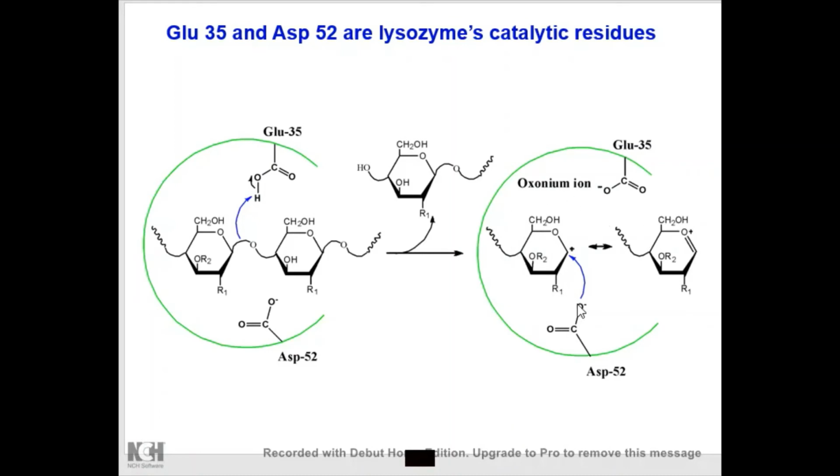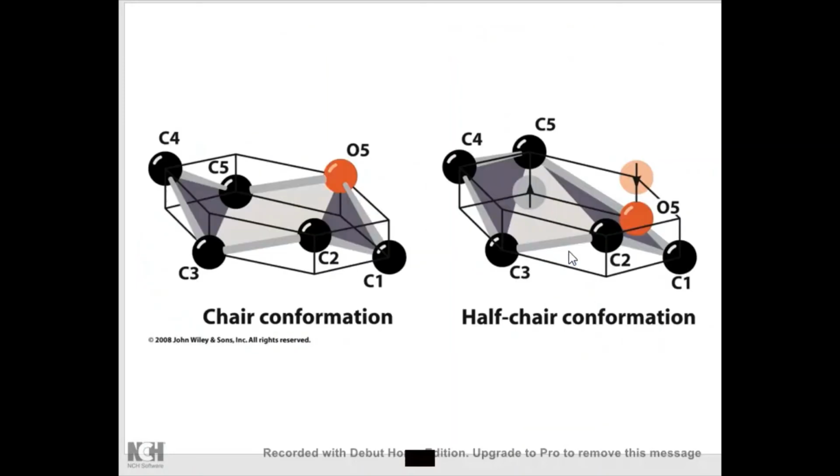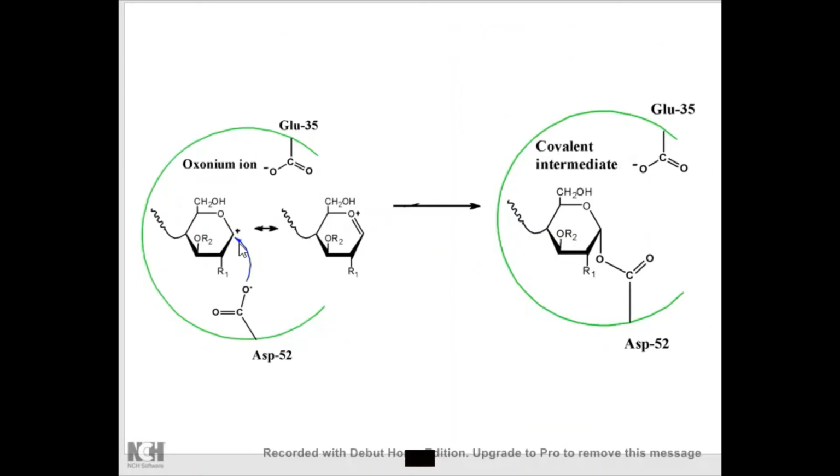And now we have the attack of negatively charged aspartic acid on this group that forms a covalent adduct, so a covalent intermediate. This covalent intermediate is a stable compound, and it can be isolated and characterized, and you can say this is a minimum in an energetic curve.